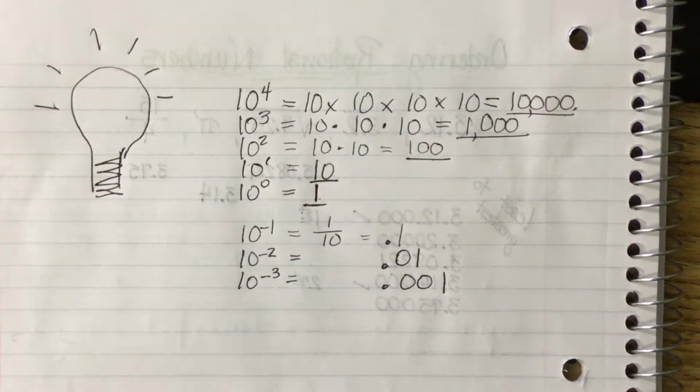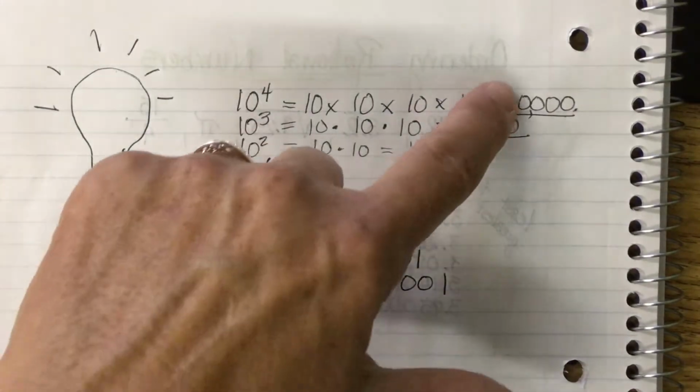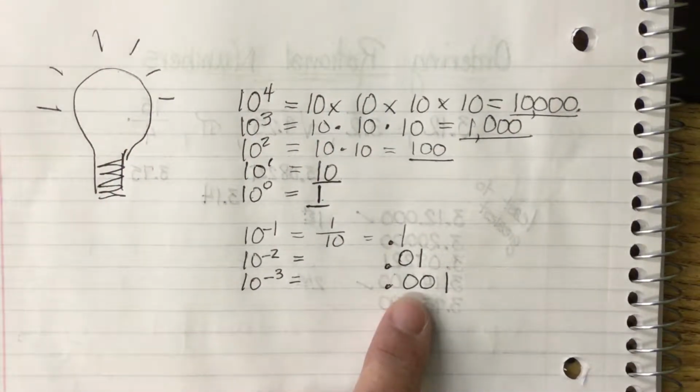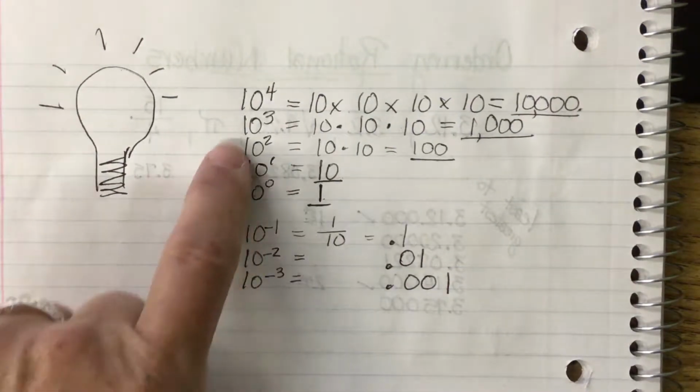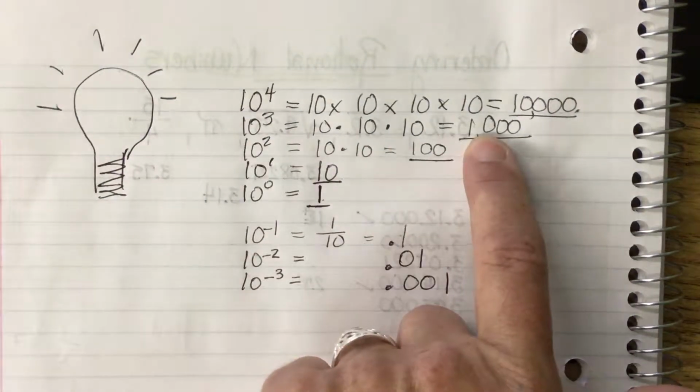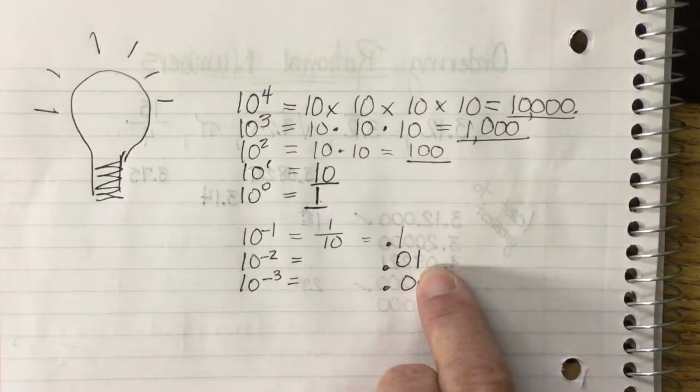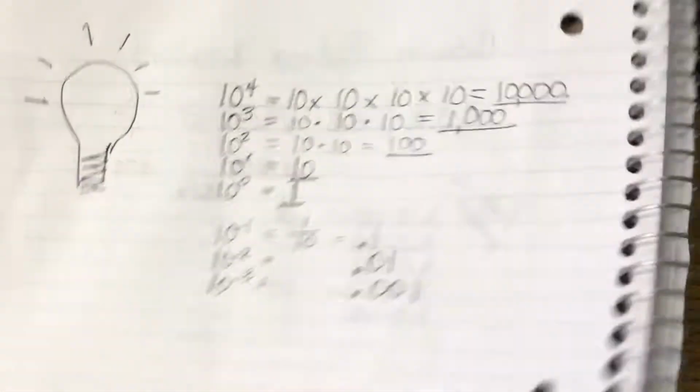So really, all the powers do is they're working with the powers of 10. So smaller numbers with a negative exponent, and your positives are going to be the opposite. They're going to be larger numbers.